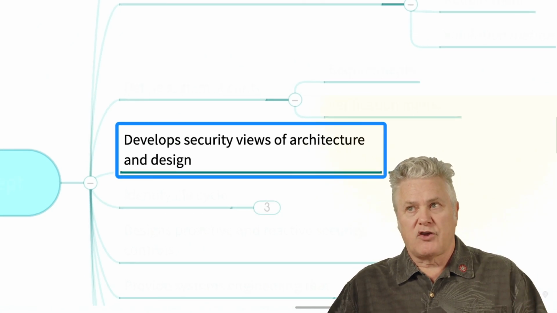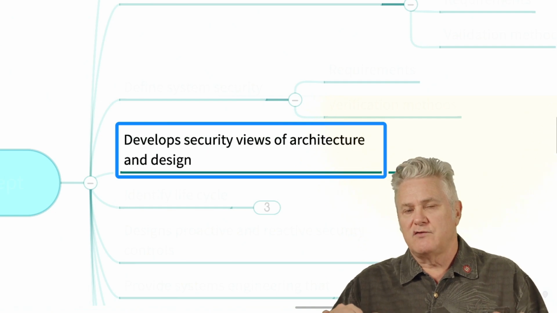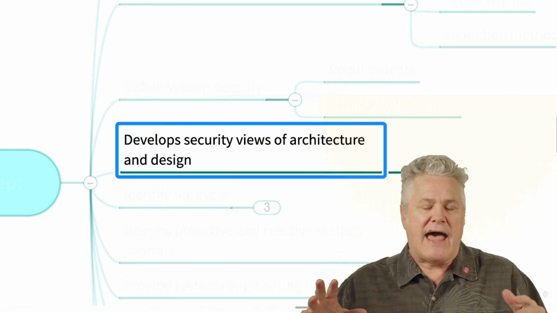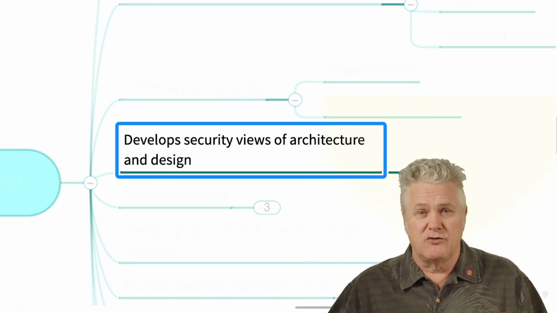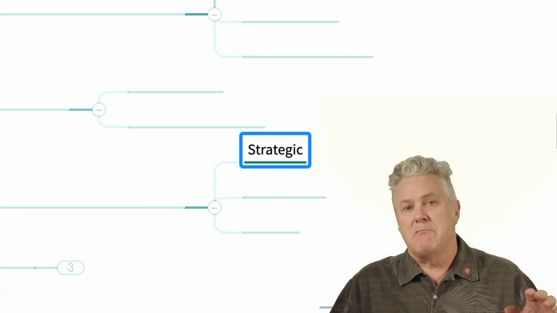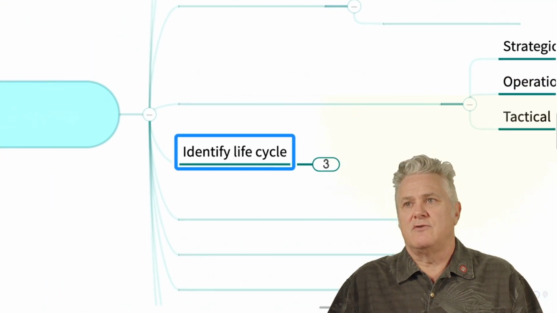We're going to develop the security views of the architecture and the design. Now, generally these views, if you were using something like SABSA or TOGAF or something like that, they would have multiple different views into the same system. I like to use the three main views, which are strategic, operational, and tactical.